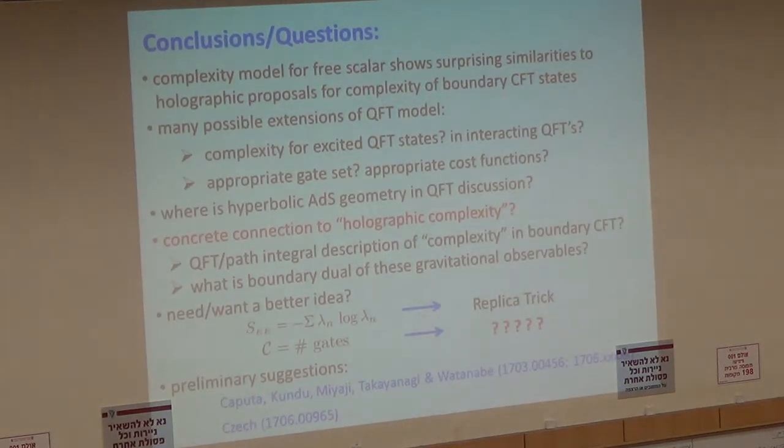So at this point I want to wrap it up. That's a very simple model for complexity in a quantum field theory. Certainly there are lots of ways to extend it. But ultimately we'd like to understand how to connect this to holographic complexity. And I think really there what we need is a better idea.